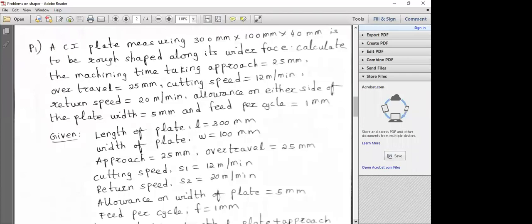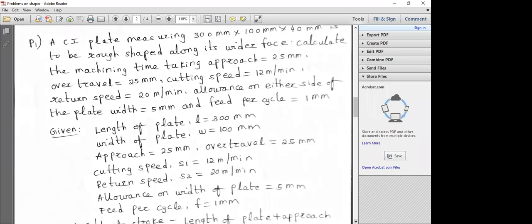Given data, you have to write. So what is the allowance on the width of plate? The allowance on the width of plate is given as 5 mm. Listen carefully, because these problems were given earlier in the JNT sets. So what is the feed? Feed per cycle is given as 1 mm.